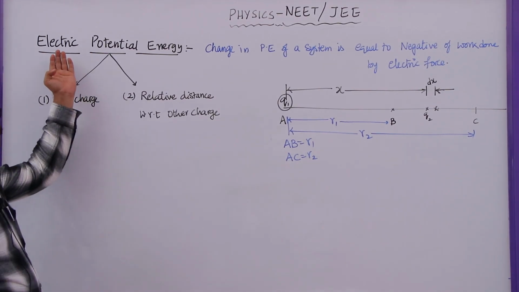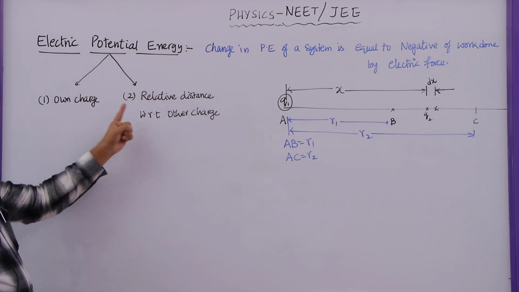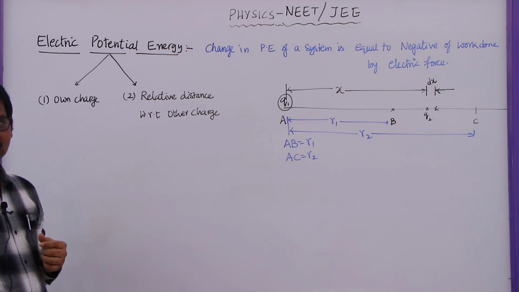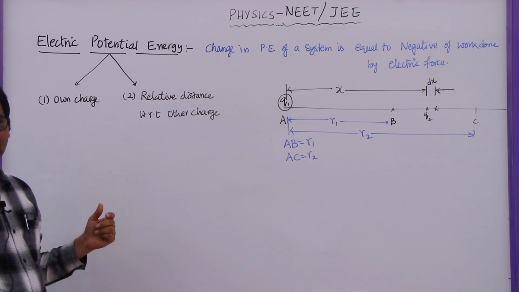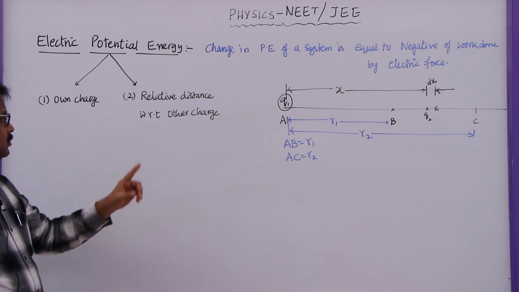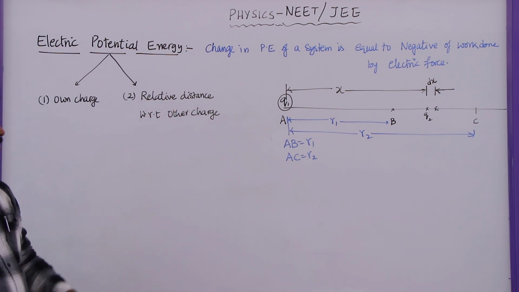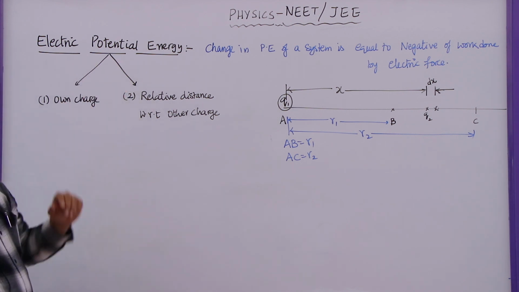So here electric potential energy depends on two factors. One is the magnitude of its own charge. A system can have 2, 3, 4, any number of charges. So it depends upon the magnitude of each and every charge and the relative distance with respect to the other charges. So what is the equation for this electric potential energy?